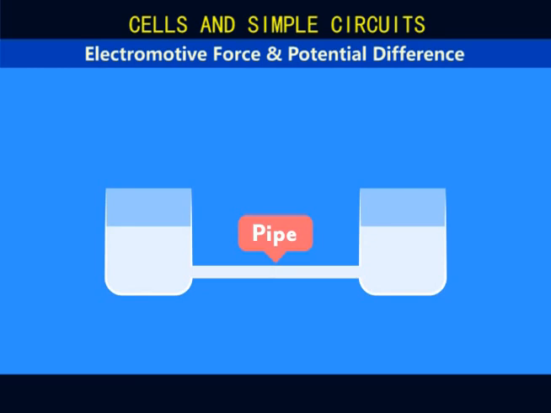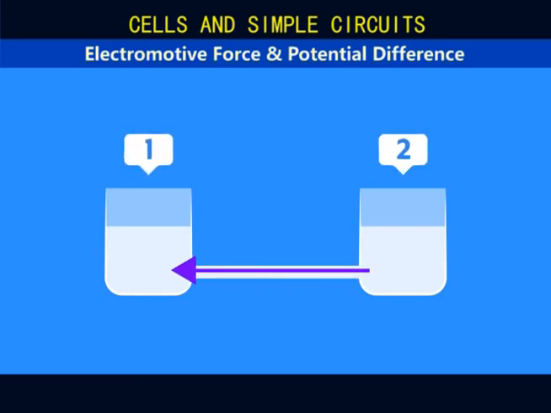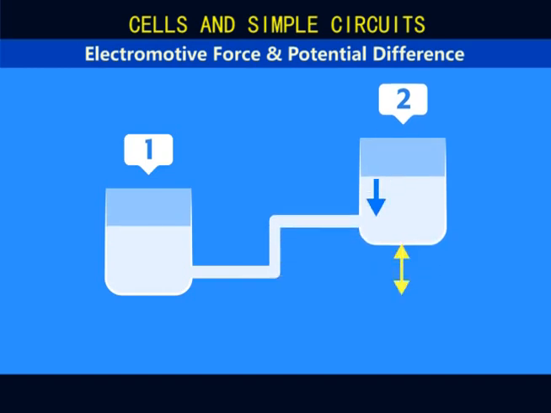No matter how long the setup stands, the water will never move from one container to the other. But there is one way to make the water move from container 2 to container 1 without changing the amount of water in any of them. That is raising the height of container 2. In simple terms, the water flowed due to a difference in height.